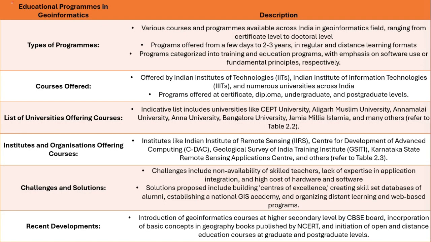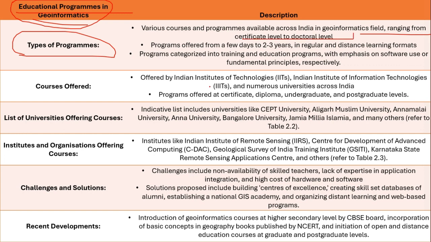Now there are already different institutes and colleges providing educational programs in geoinformatics. So what type of programs are there? They range from certificate level to doctoral level. Programs run from a few days to 2 to 3 years, and are offered in regular or distance based learning. Institutes that offer geoinformatics courses include different IITs, IIITs and many universities across India that provide certificate or diploma level, UG level, postgraduate level and doctorate level programs.